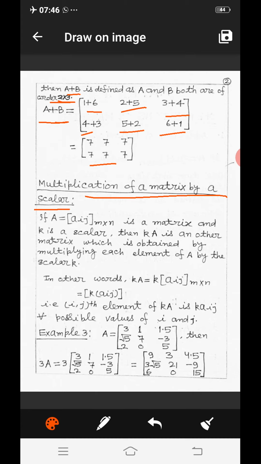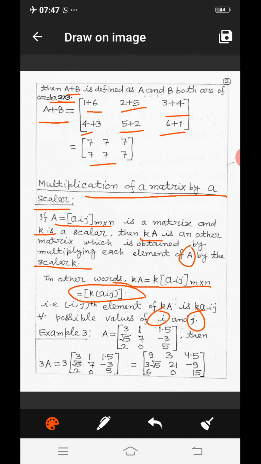If A equal to Aij of order M by N is a matrix and K is a scalar, then KA is another matrix which is obtained by multiplying each element of A by the scalar K. In other words, KA is equal to K Aij of order M by N and this is equal to K into Aij, that is ijth element of KA is K Aij for all possible values of i and j.